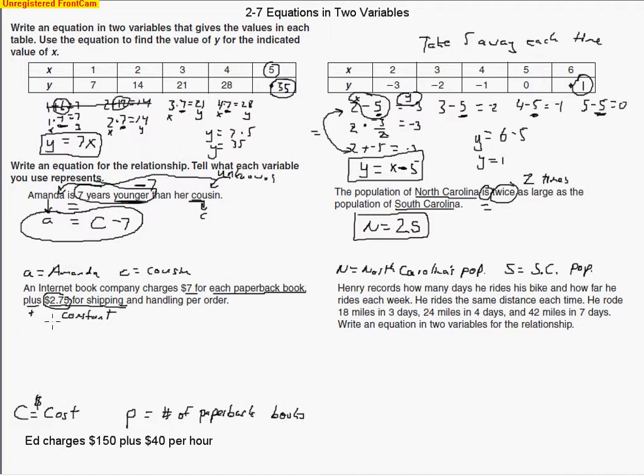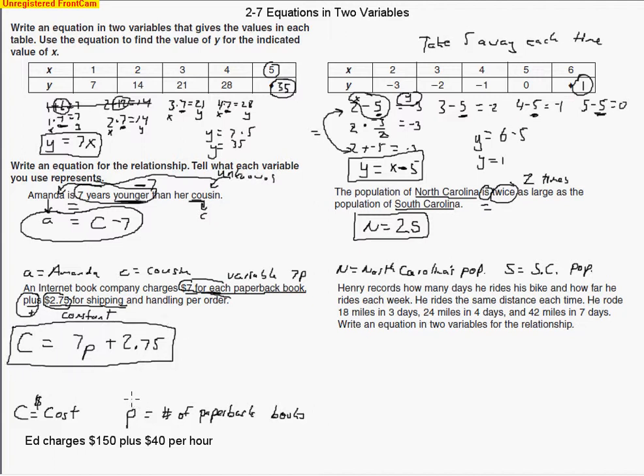So now let's go ahead and write down what we're going to have. So we're going to have a cost is going to end up equaling, and then we've got $7 for each paperback book. Again, we've got an unknown here of paperback books. We don't know how many. So this is our variable amount right here. The variable amount is what gets multiplied. So this would be 7 times P. So 7p, so 7 times the number of books plus, because they use the word plus right here, $2.75 for shipping and handling per order. Well, we're only talking one order here, so that would be our amount right there. And we've defined our variables down below.